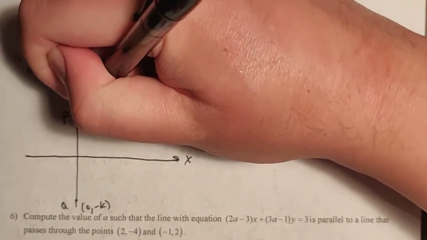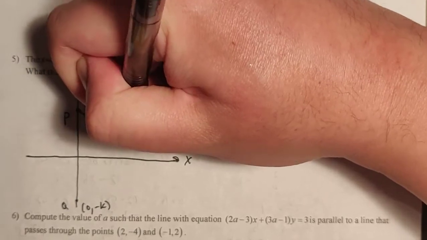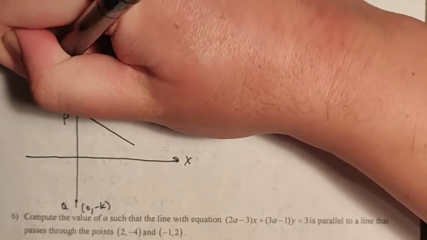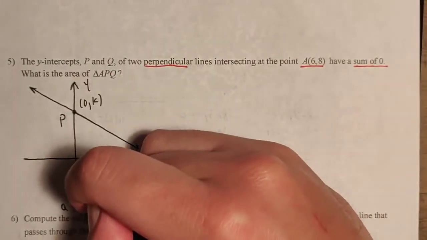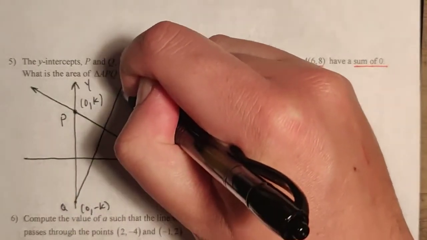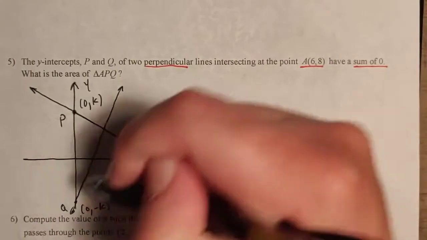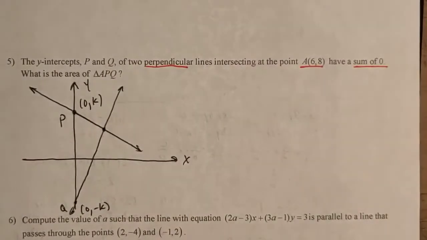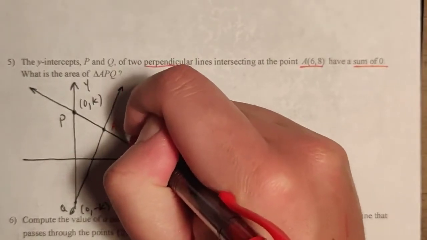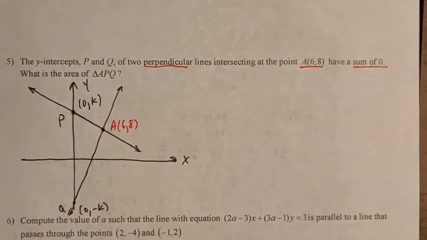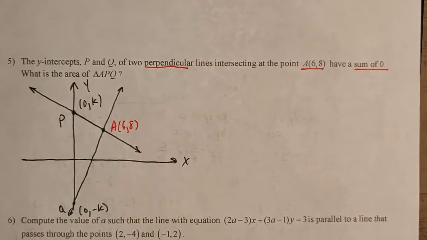So here's our line like this. I'm just going to do a quick sketch of this line here. And then we have a perpendicular line like so. Again, I apologize, my diagram isn't to scale, but we have A here, and that's (6, 8). So now we're looking at this triangle PAQ.